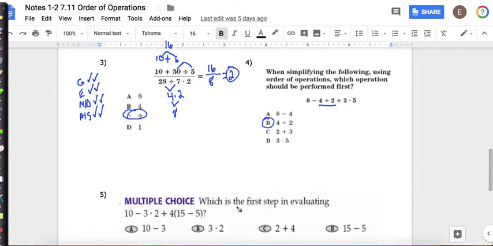Okay, look at number 5, which is the first step in evaluating 10 minus 3 times 2 plus 4 parentheses 15 minus 5. So I look for a grouping symbol, and I see a grouping symbol right here, which is parentheses, and I see 15 minus 5 in the parentheses, so that's my first step, which is choice D.